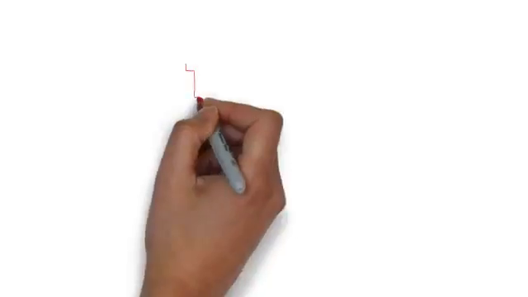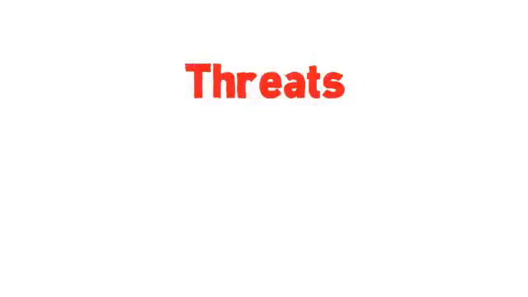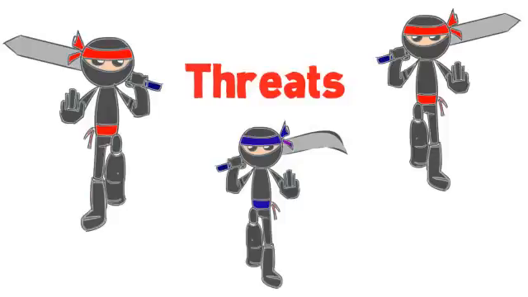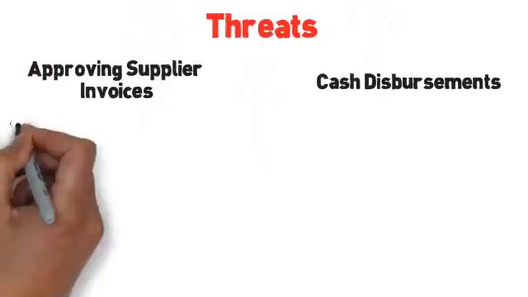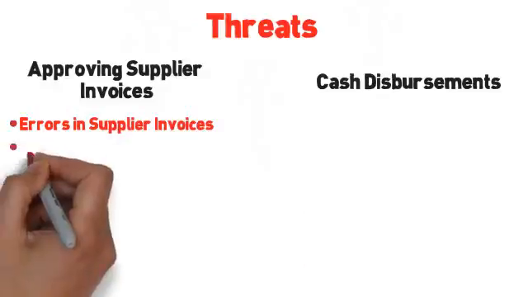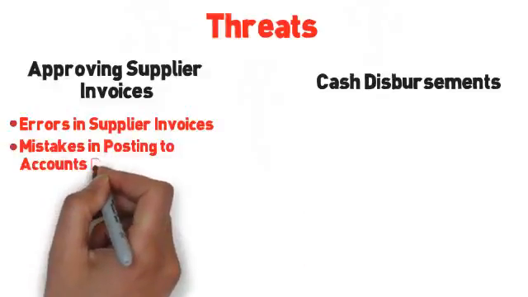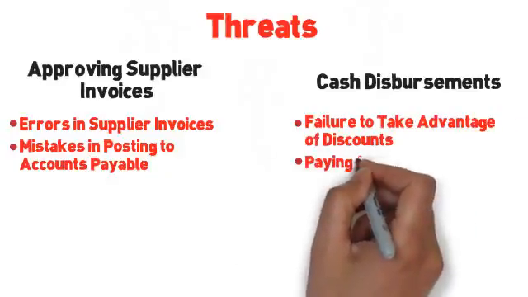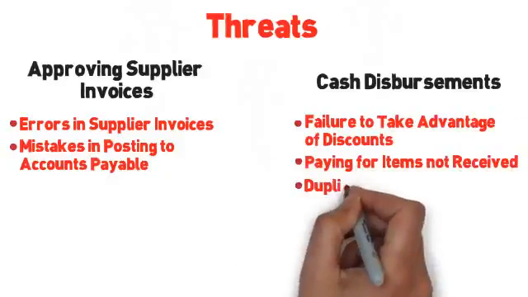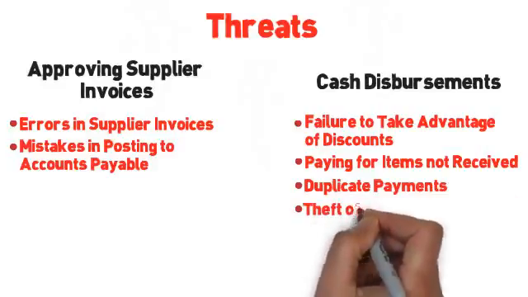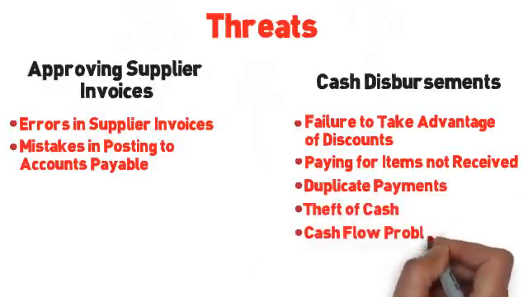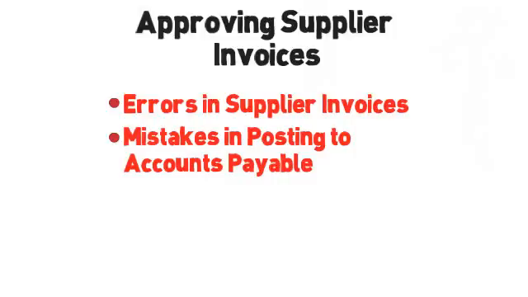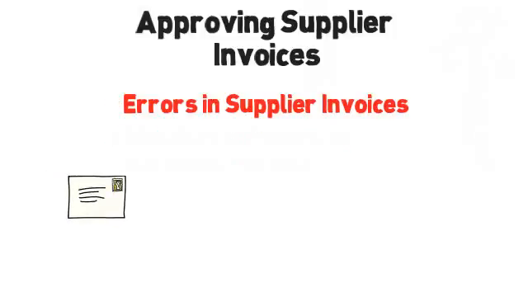Now we'll go over the threats to these two activities. With supplier invoices, there could be errors in supplier invoices as well as mistakes in posting to accounts payable. For cash disbursements, there could be a failure to take advantage of discounts through prompt payment, paying for items not received, duplicate payments, theft of cash, and cash flow problems. Let's start with the errors in supplier invoices.